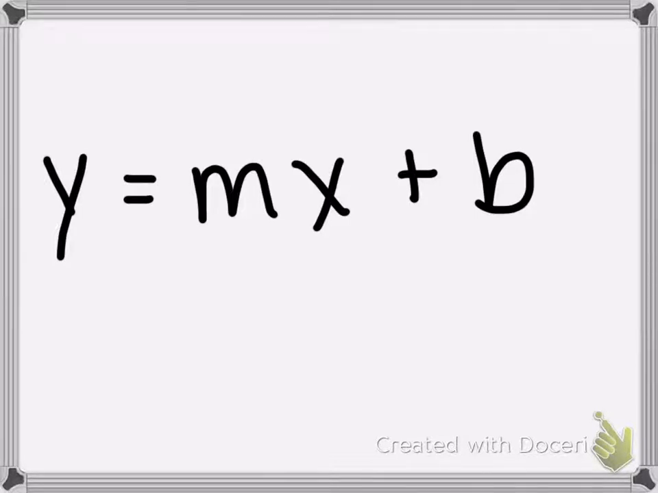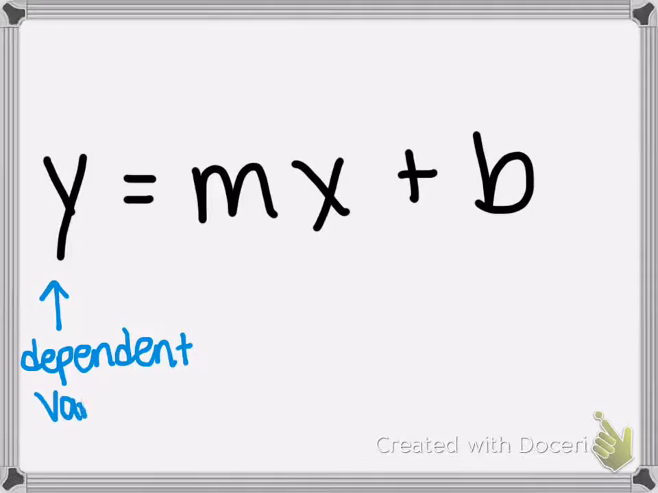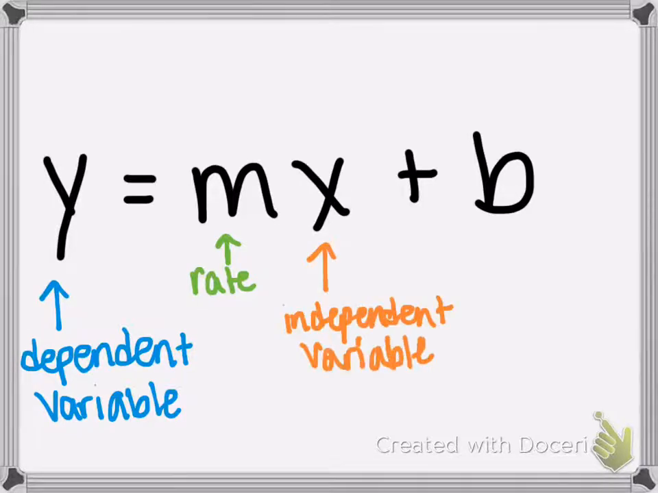So in a story, your y would be your dependent variable. The m is the rate, so maybe it's $5 per ticket. So the 5 would be the rate. The x is your independent variable, which would be tickets. And then the b is your starting point.